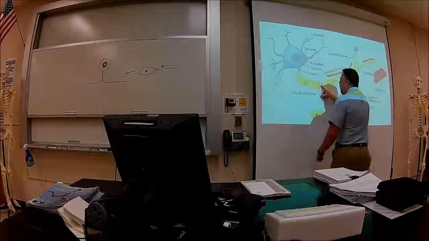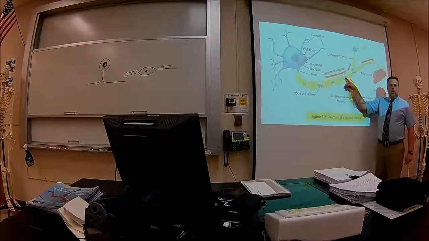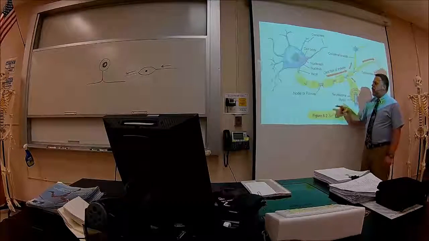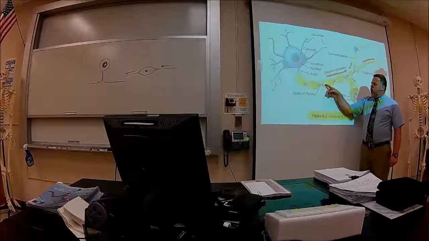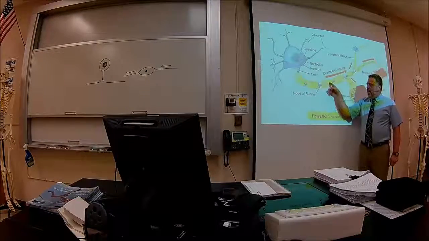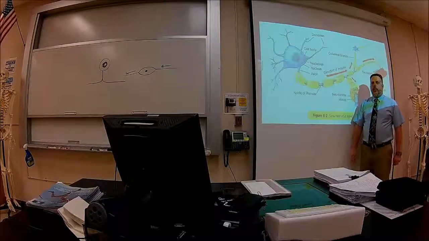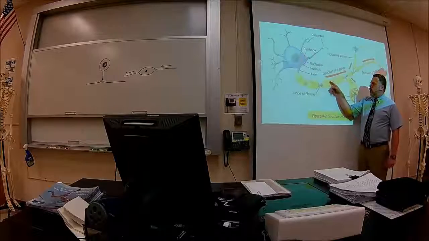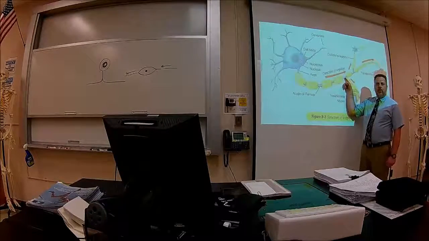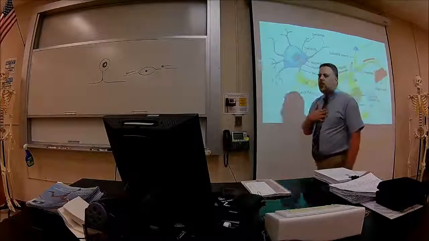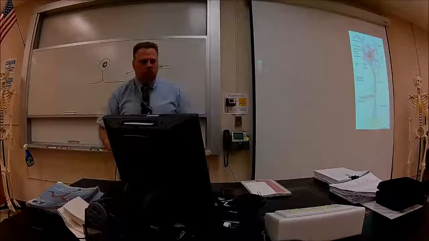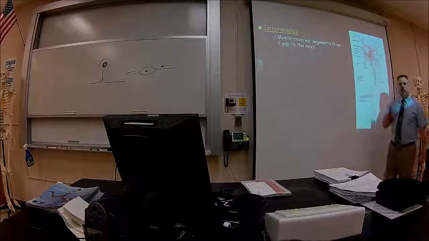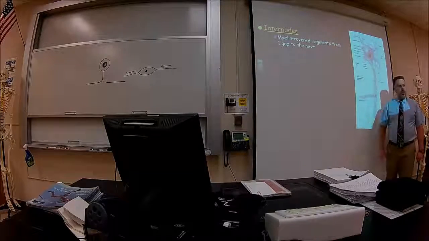Again, you can see nodes of Ranvier over here. Right? And just to give you another term, that's a node of Ranvier. The area of the axon that's inside the myelin, we call that an internode. Okay? So you have internode, node of Ranvier, internode, node of Ranvier. You'll see in our next few slides, it's called internodes. So the internode is the area of the axon that's covered by the myelin.